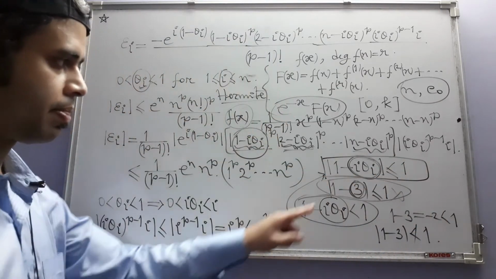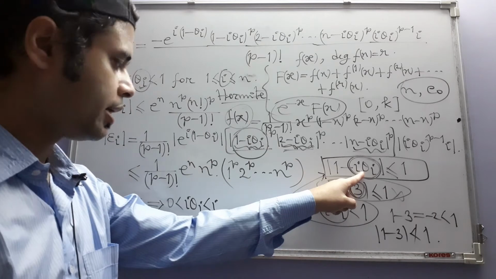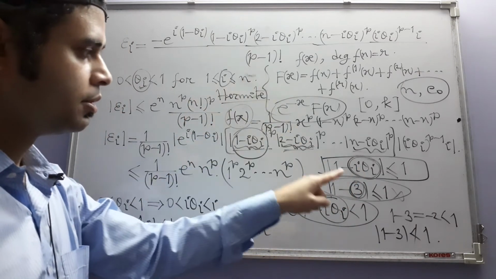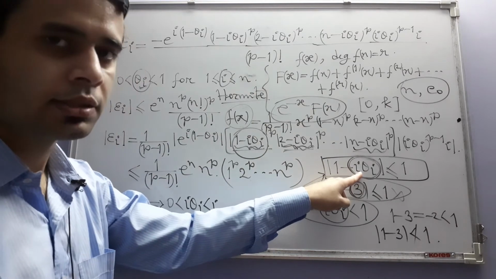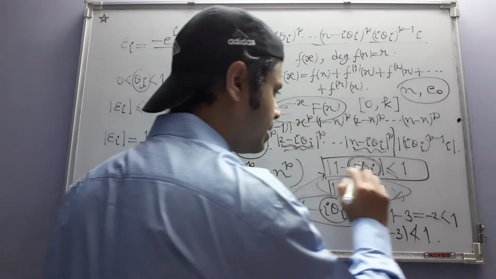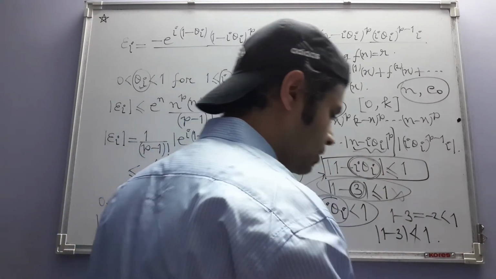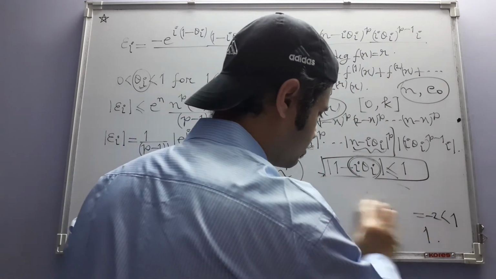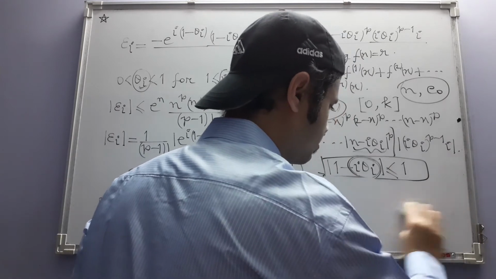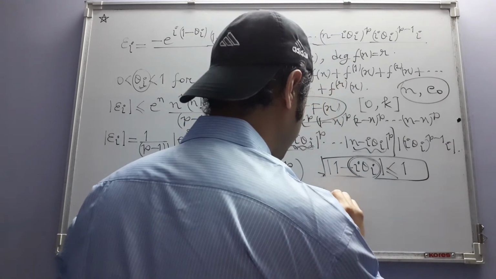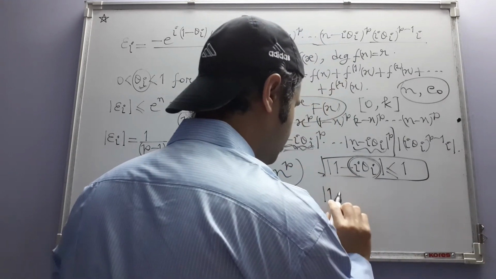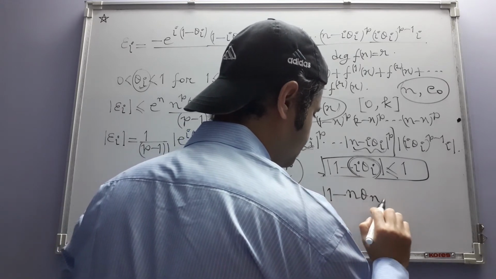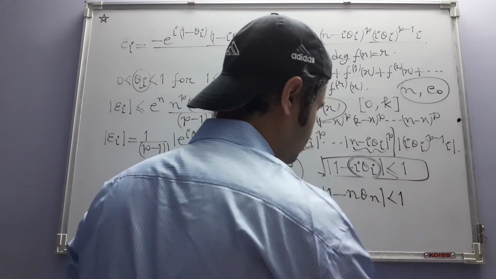inequality, note that I can take any value from 1 to n. So if you take n itself, for that also this inequality should be true. That is, we should have this. If what the author has done is correct, then we should have this.